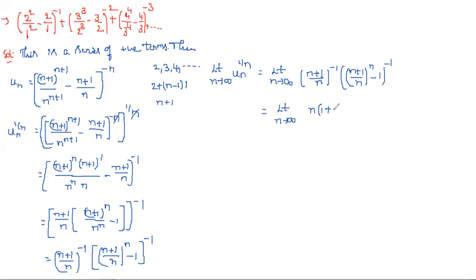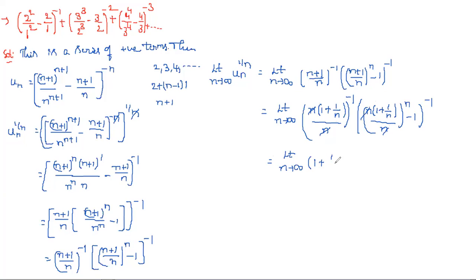If we take n as common from the numerator, we get n into 1 plus 1 by n whole power n whole power minus 1. In the same way here also, n into 1 plus 1 by n whole power n minus 1 whole power minus 1. So here n and n both will cancel out, and here also n and n both will cancel. So limit n tends to infinity.